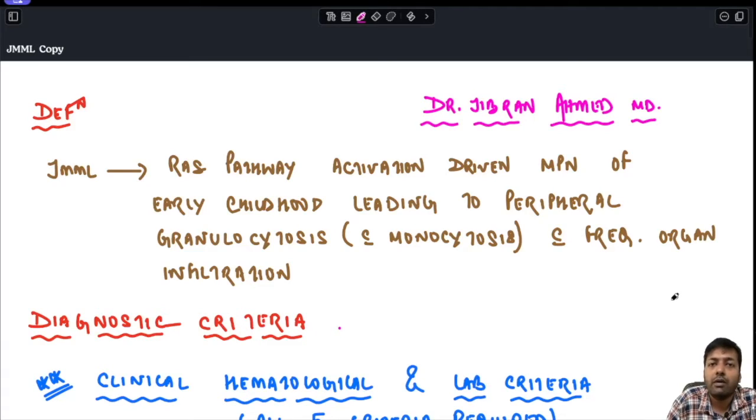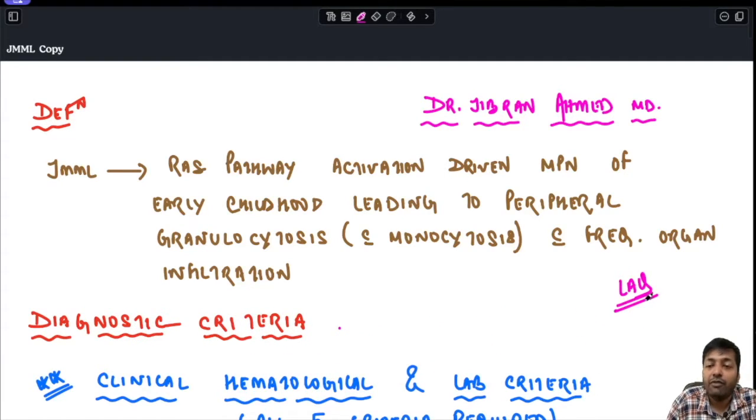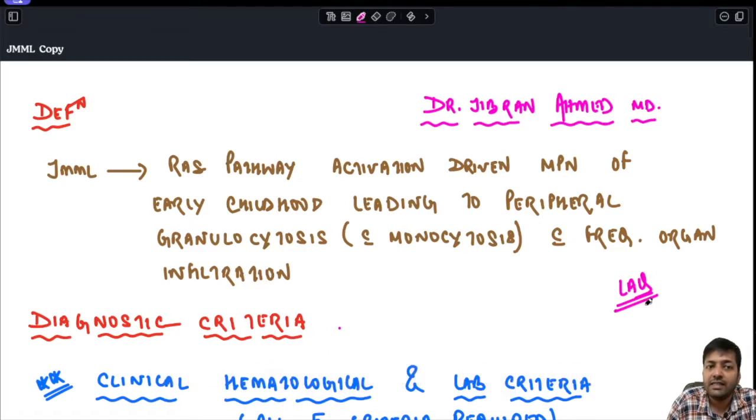Today we are going to read about juvenile myelomonocytic leukemia. Now it is a very commonly asked long answer question in the exam, and very importantly, there are lots of changes in this particular topic in the current WHO 5th edition. So we will discuss the changes as we go through the lecture.